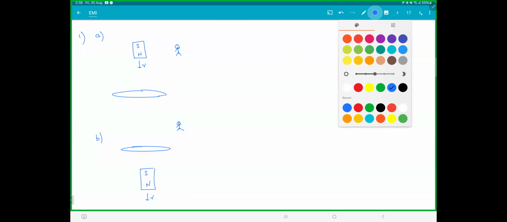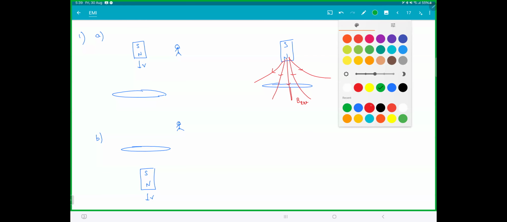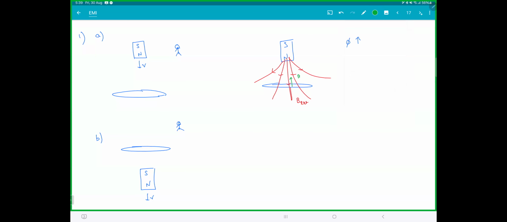So first thing, you need to ask yourself, how is the field? Now, if you look at this magnet north, south, and the coil here, this is how the field lines are. So some field lines are missing out. So if you get closer, more lines will pass through. So this is the direction of B external. Now, as it gets closer, flux is increasing. Therefore, your B induced must be opposite.